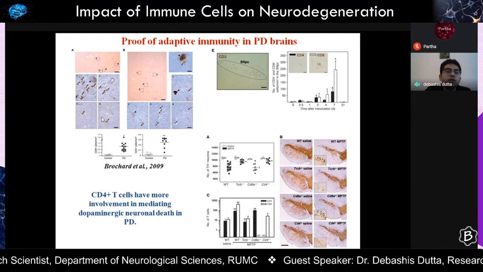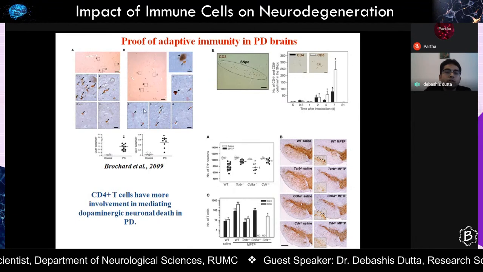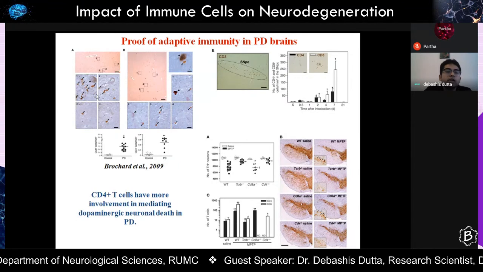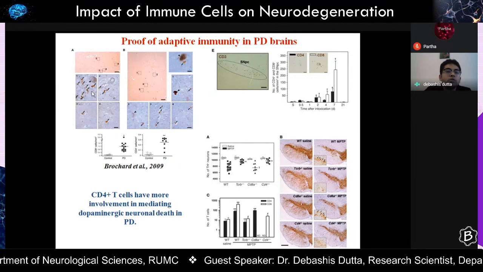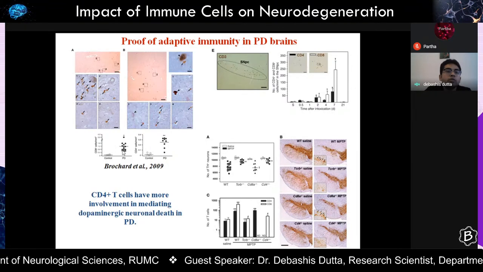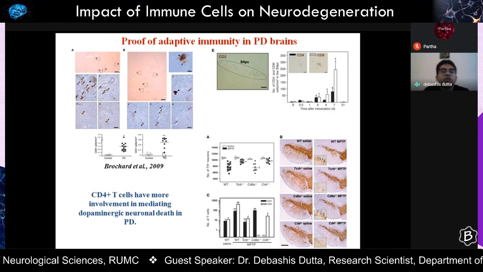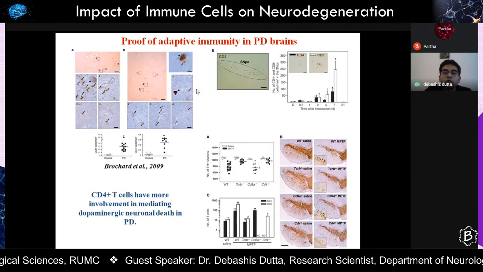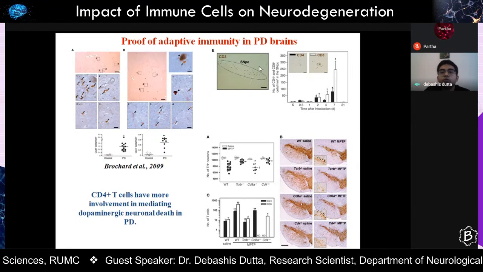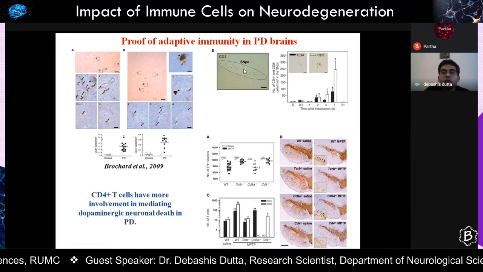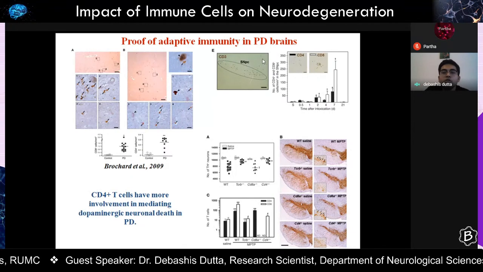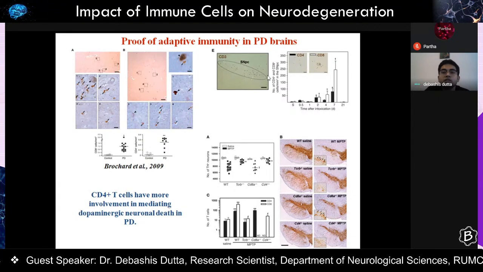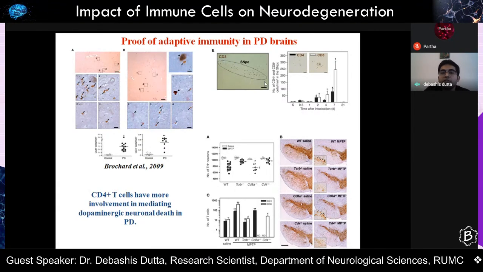This figure shows the substantia nigra region of the brain of PD patients. And you can see the clear presence of the CD4 positive cells as well as CD8 positive cells. Followed by that, when they tried to see the same thing in the mouse brain, this is an MPTP induced mouse brain, they found a similar presence of CD3 positive T cells in the nigra region.